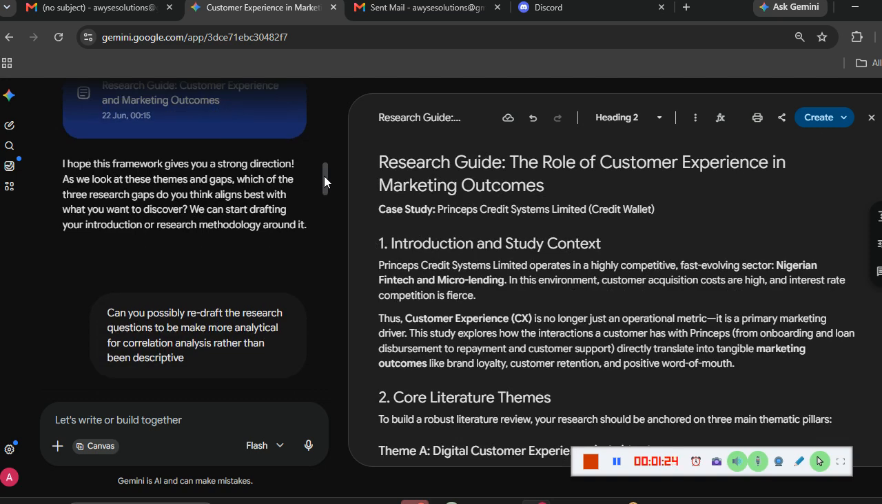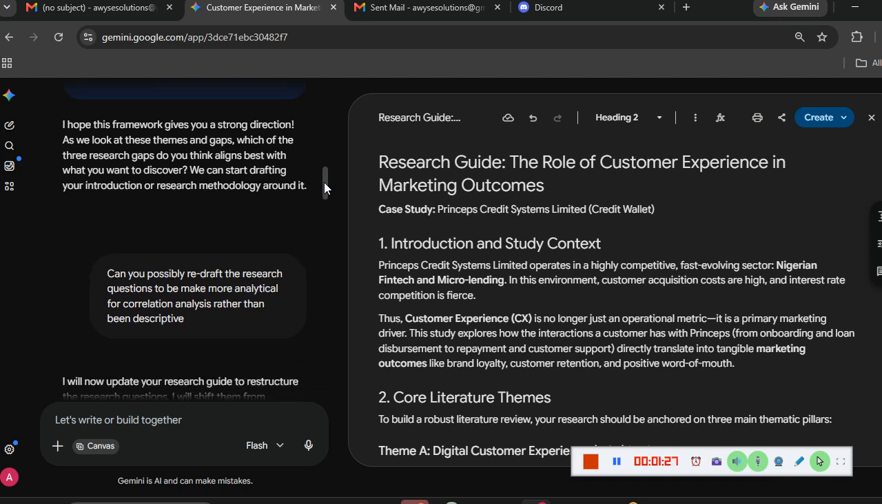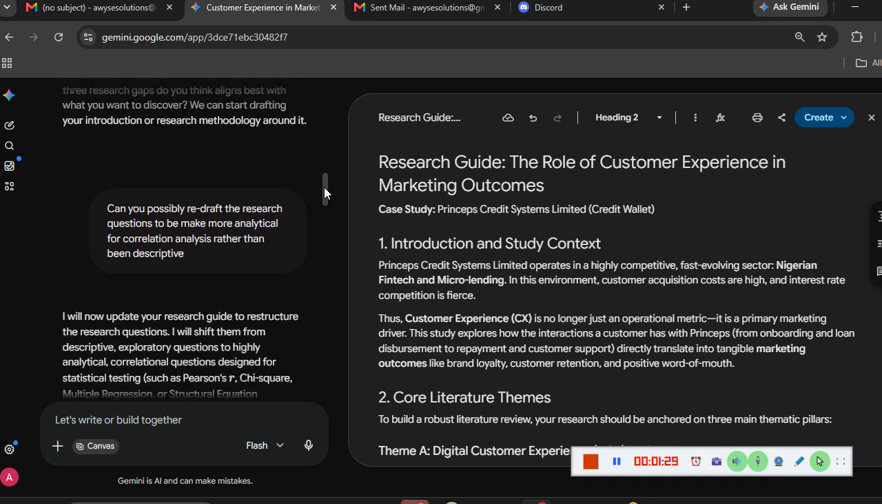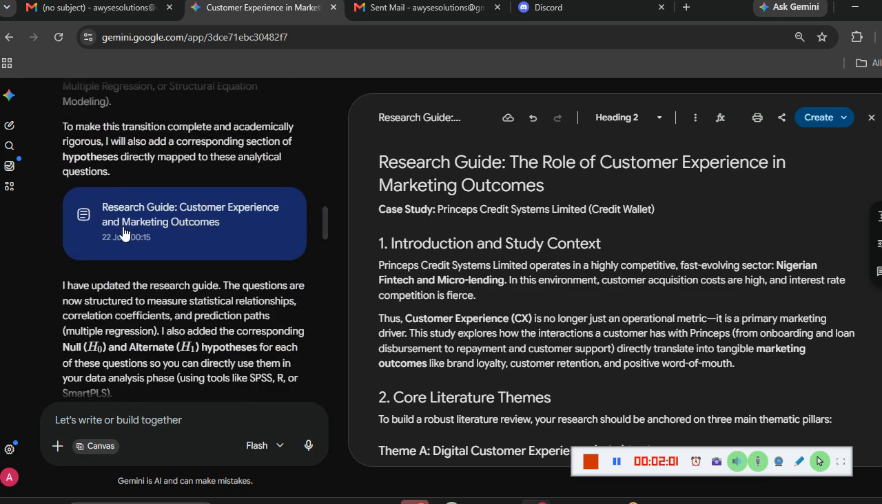I saw that it was too descriptive, and because it's a master's project, and the school that is involved mostly tilts towards the need to do correlation or regression, inferential statistics, inferential analysis to be precise. So in that sense, I said, can you possibly redraft the research question to make it more analytical for correlation analysis rather than being descriptive, and it updated it for me, and I have this.